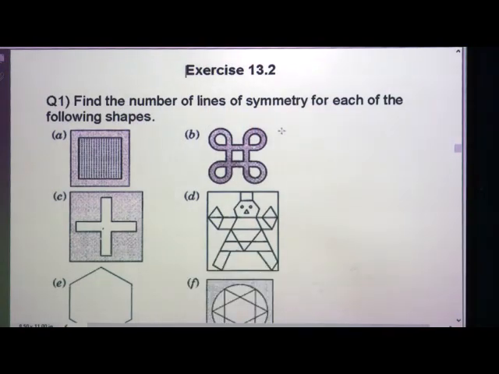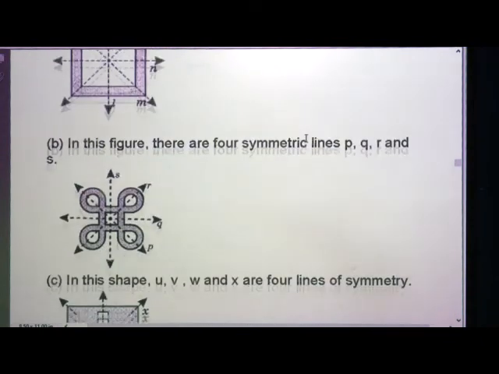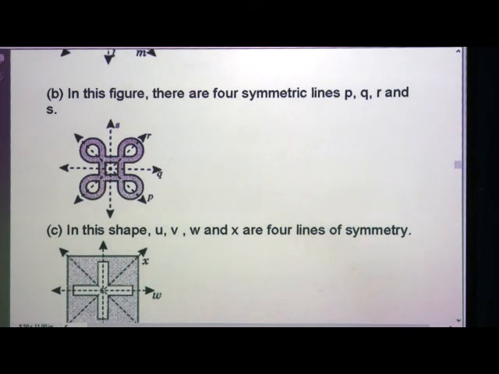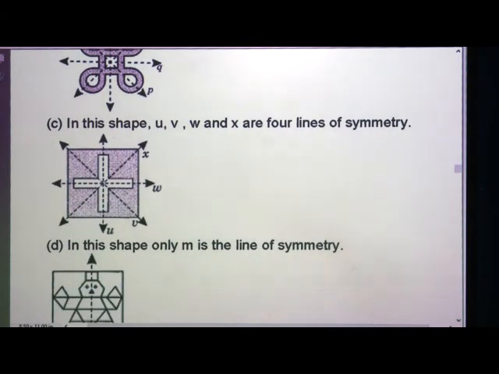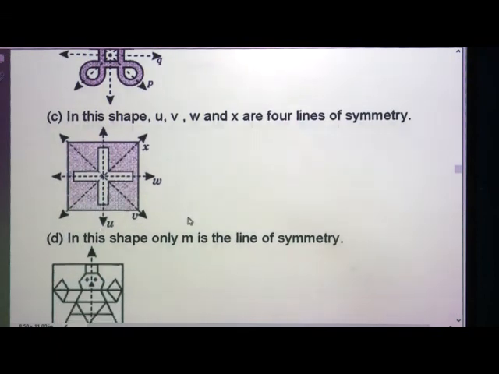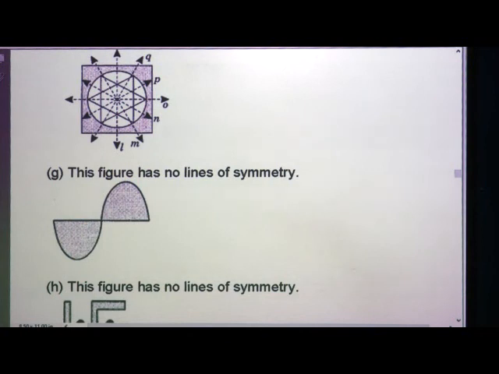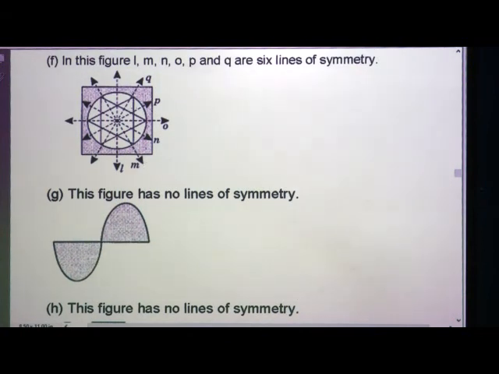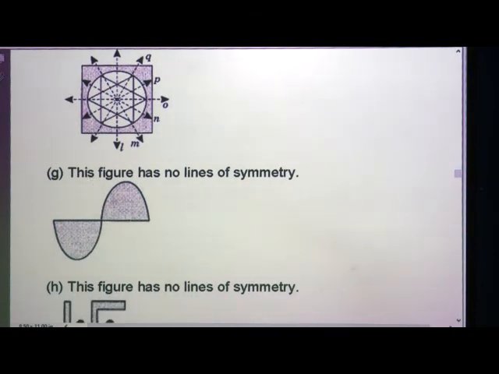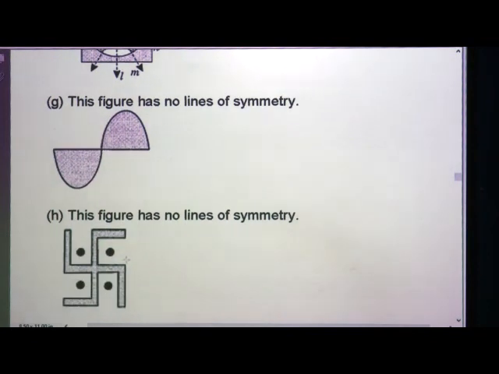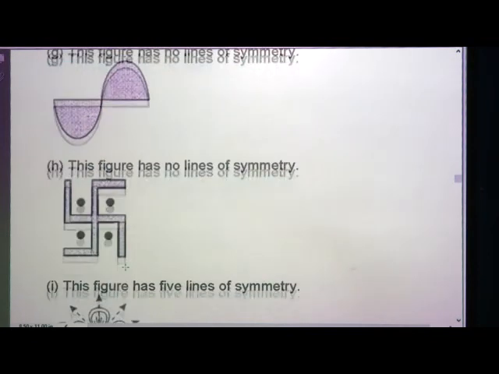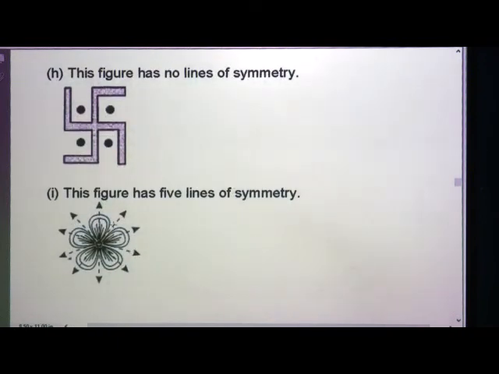Find the number of lines of symmetry for each of the following shapes. So, for this figure we have 1, 2, 3 lines of symmetry. So, there are different lines of symmetry here. So, 1, 2, 3, 4 lines of symmetry. Here we have 1 line of symmetry. For this figure we have 1, 2, 3, 4, 5, 6 lines of symmetry. This figure does not have any line of symmetry. This figure also has no line of symmetry. It has 1, 2, 3, 4, 5 lines of symmetry.